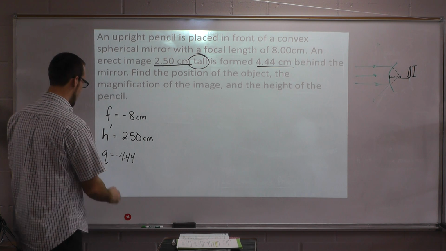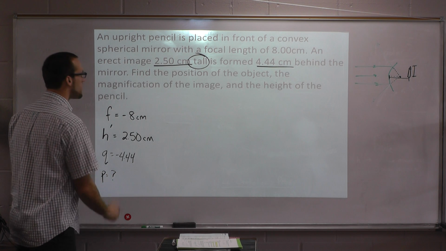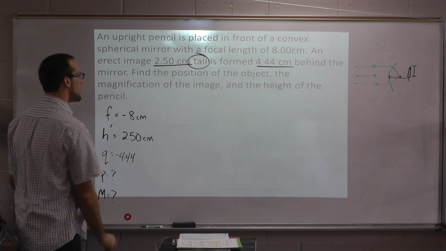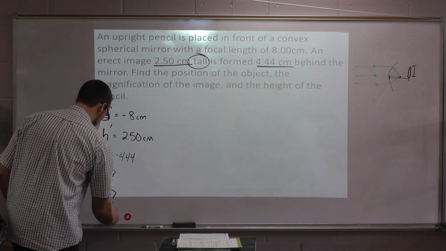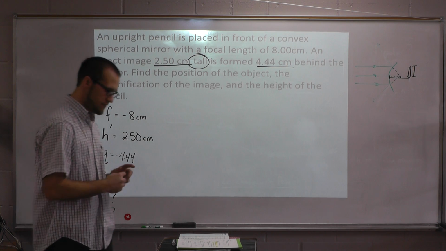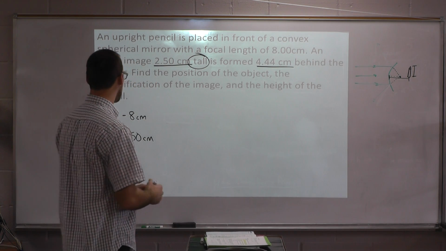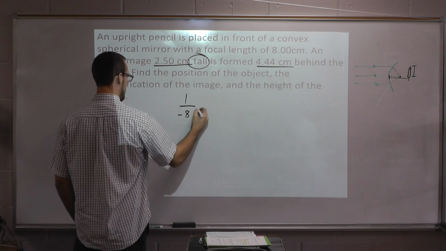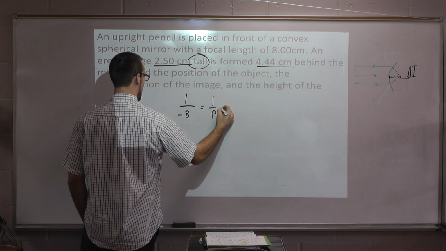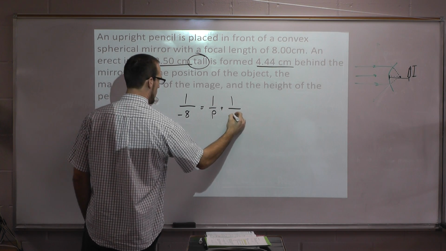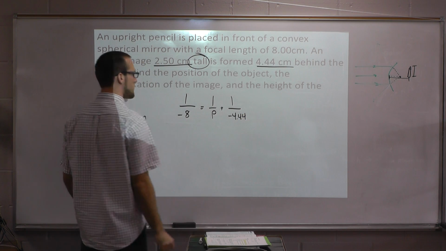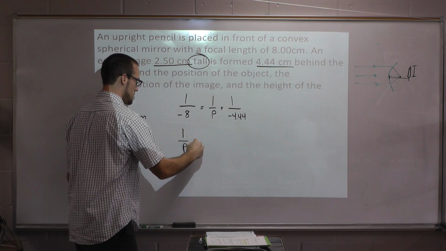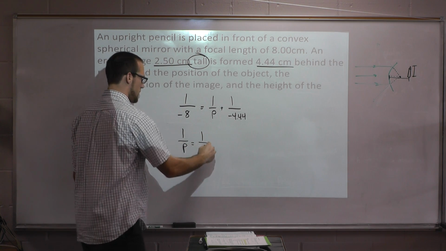Okay, find the position of the object, which would be P. The magnification of the image, which is M. And the height of the pencil, which is H. Which one do you want to solve for first? Okay, let's solve for P. 1 over P. 1 over -8 is equal to 1 over P plus 1 over -4.4. Why is it negative for 4.4? It's behind the mirror.